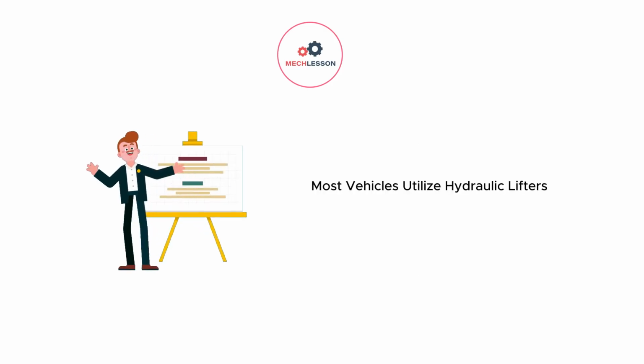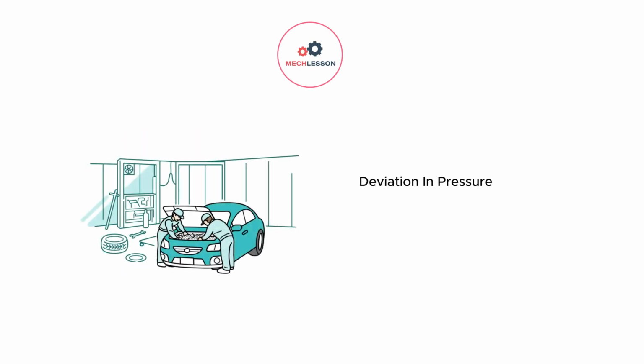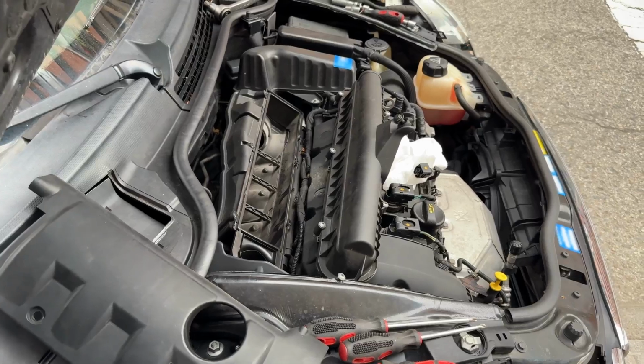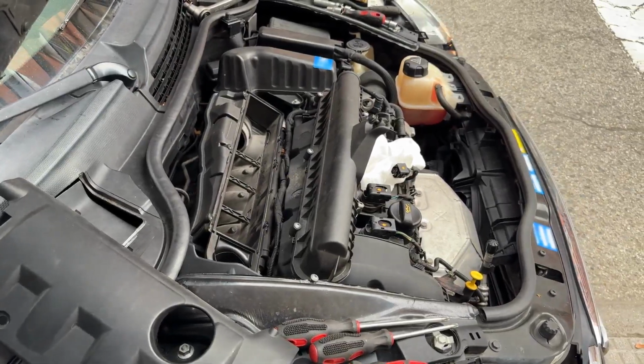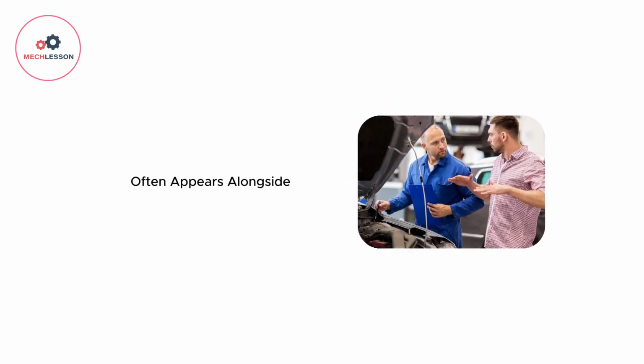Most vehicles utilize hydraulic lifters that require consistent lubrication and pressure. Any deviation in pressure can result in excess movement within the valve train. Blue smoke emanating from the tailpipe is another critical sign of engine issues, which should not be overlooked. While not exclusively indicative of valve problems, it often appears alongside ticking or popping sounds.